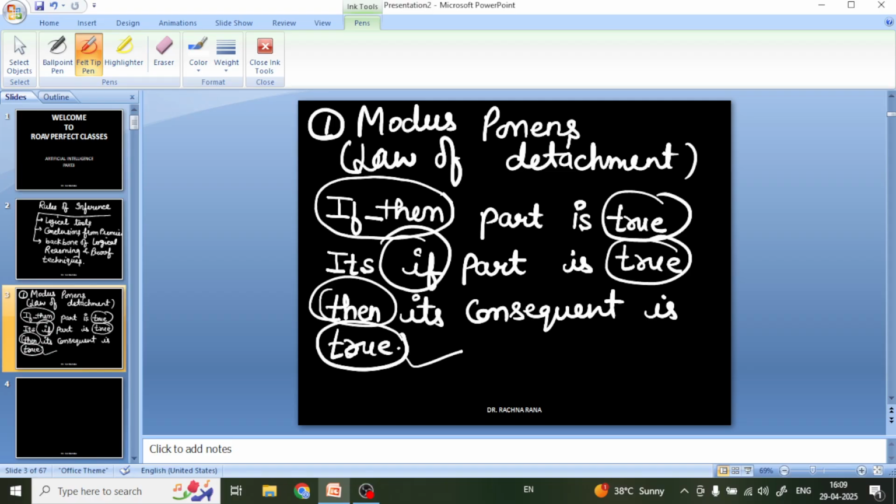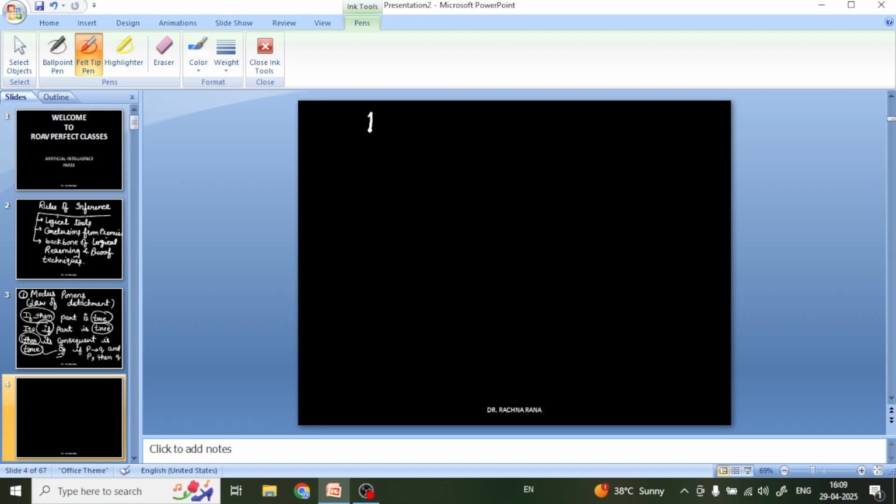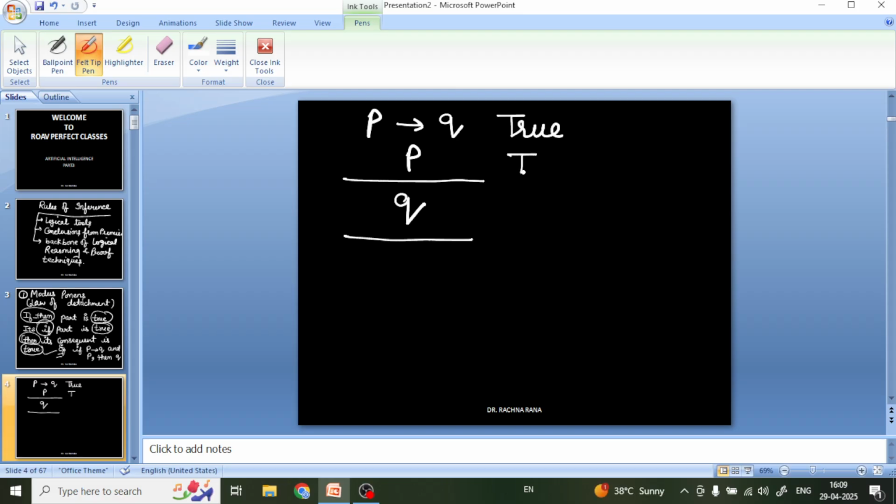For example, if P implies Q and P, then the result will be Q. P implies Q, P, and the result will be Q. This part is true, this part is true, so the result will definitely be true.